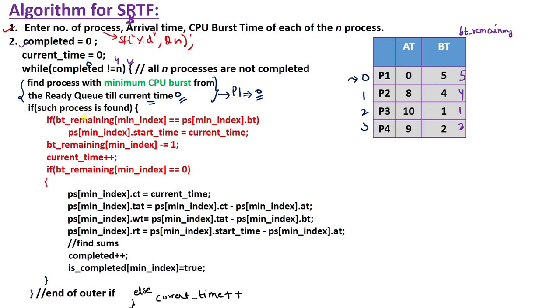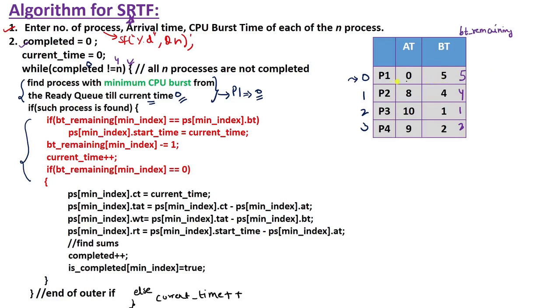Now we will come inside, and this is the main part that we have to see. In SJF, if any process is found, then we just compute all the metrics, and we also find the sums. We add the completion time, turnaround time, WT and RT also, so that later on we can find the averages. But here in SRTF, we are not saying that if the burst time is 5, just complete it completely on the CPU.